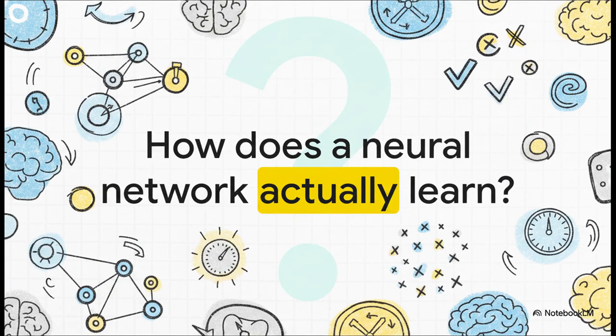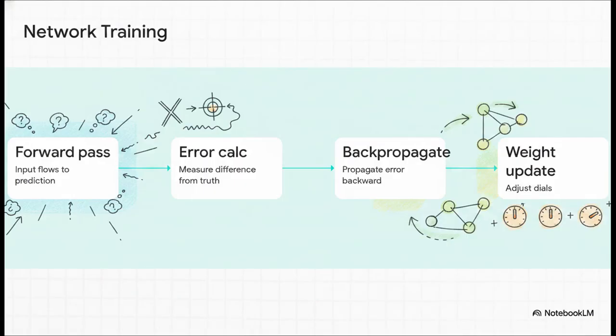But having a bunch of artificial neurons with mathematical dials is one thing. The real question is, how does this digital brain actually learn to tune those dials to give you the right answer? Well, it basically uses a massive, and I mean massive, game of trial and error in 4 steps. First, the forward pass, where it just makes a prediction. Second, error calculation, where it measures exactly how far off that prediction was from the actual truth.